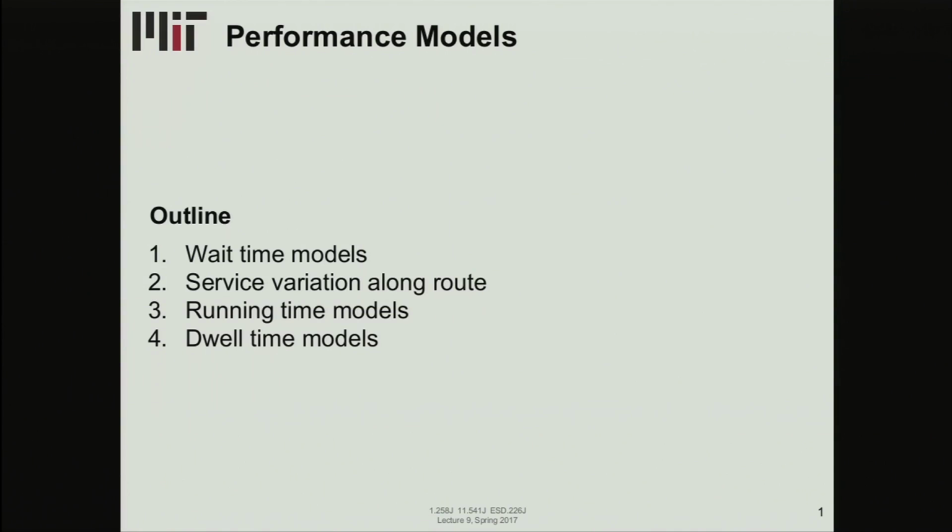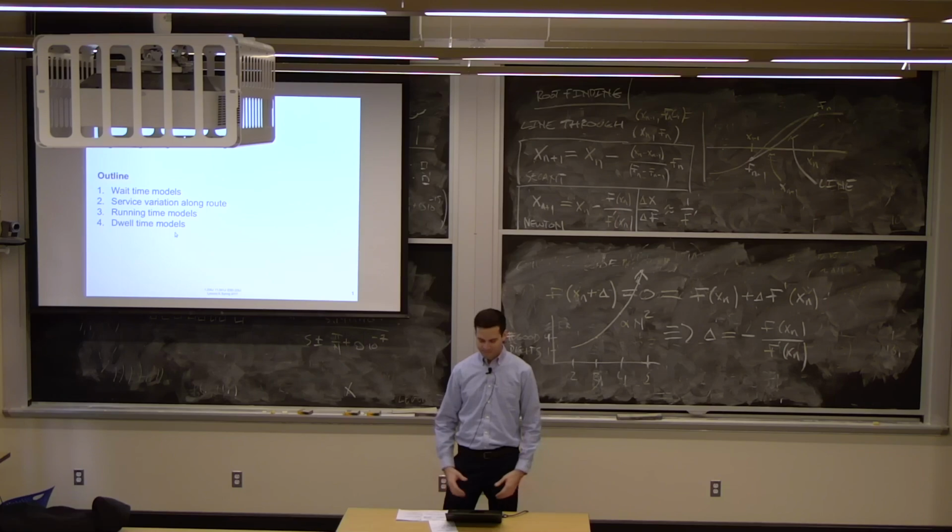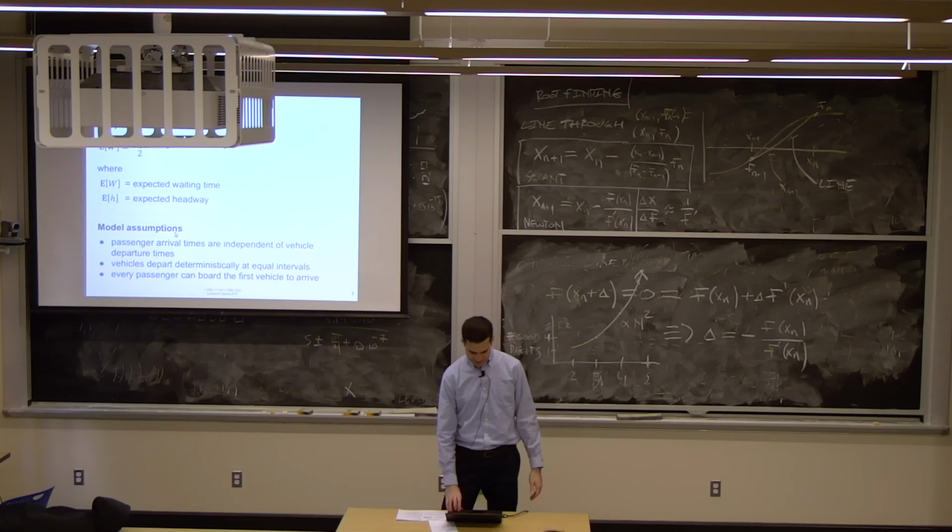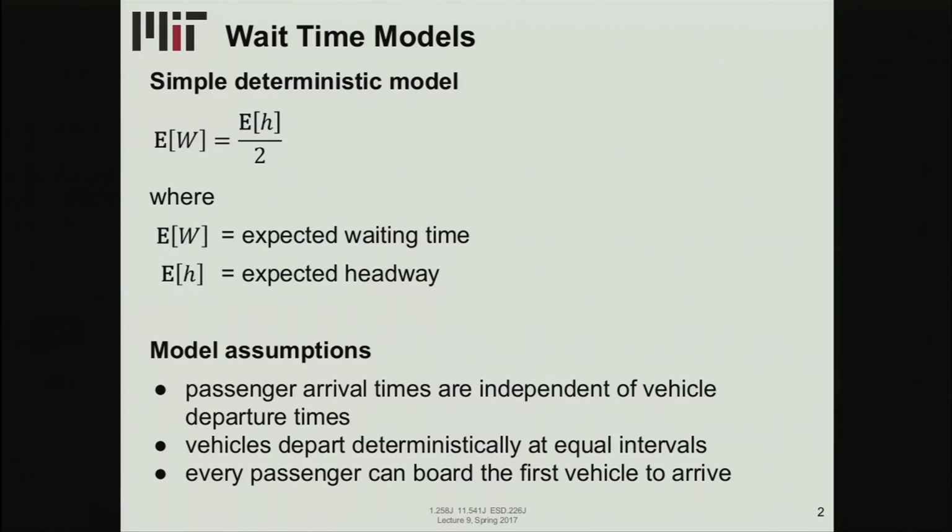And the kinds of models that we're going to look at are wait time models, service variation along routes. We're going to see how it's not always the same. You might start off at the terminal one way and end up a very different way. We'll look at running time models and dwell time models. So these are the components of running times. Let's start with waiting time.